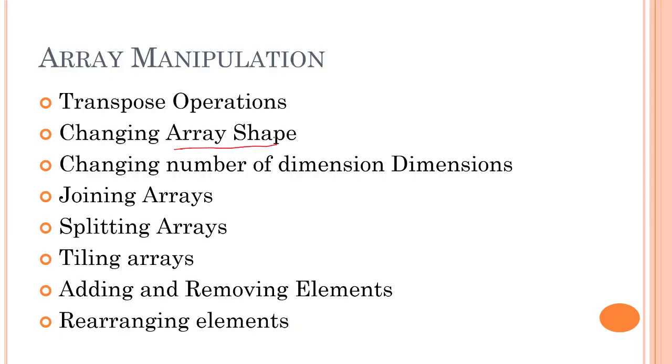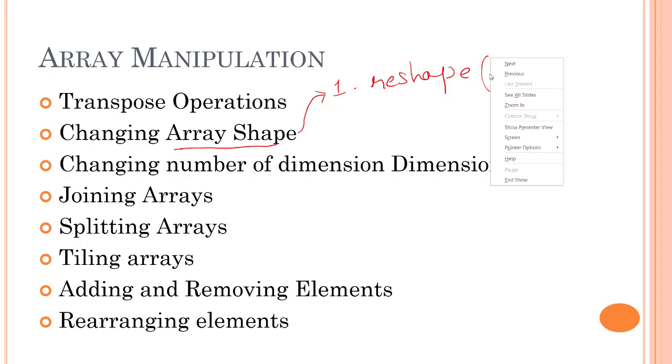In changing array shape, it is also used to change the shape of the array. It uses some operations like the reshape operation. In this reshape operation, we give a new shape to an array without changing its data. So we call it reshape. Here you can go with the parameters, so depending upon the parameters, we can do the reshape.